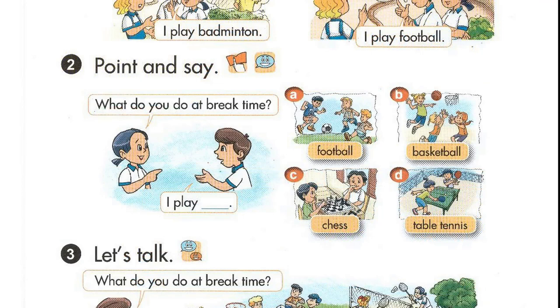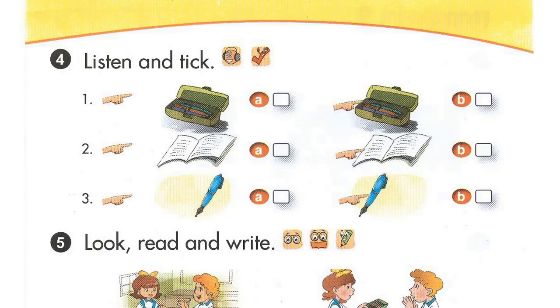Activity 2. Point and say. What do you do at break time? I play football. Page 65. Lesson 1. Activity 4. Listen and tick. 1. What do you do at break time? I play badminton. 2. What do you do at break time? I play basketball. 3. What do you do at break time? I play table tennis.